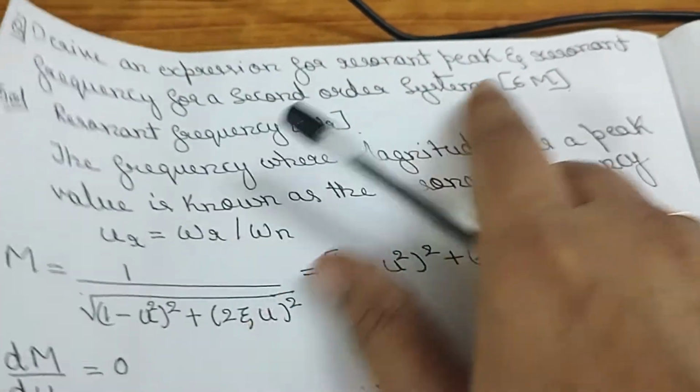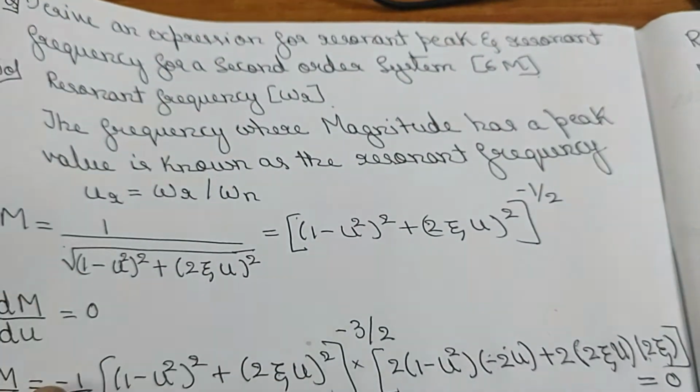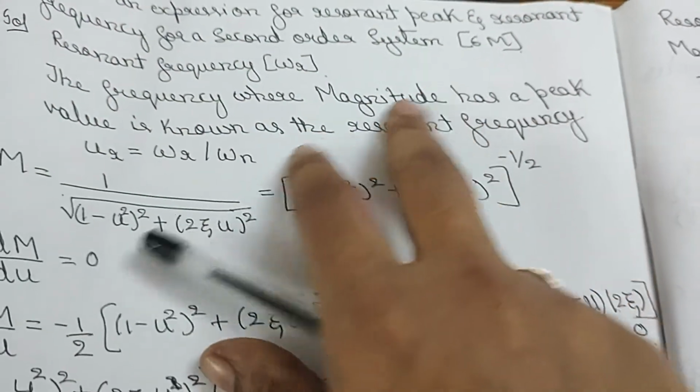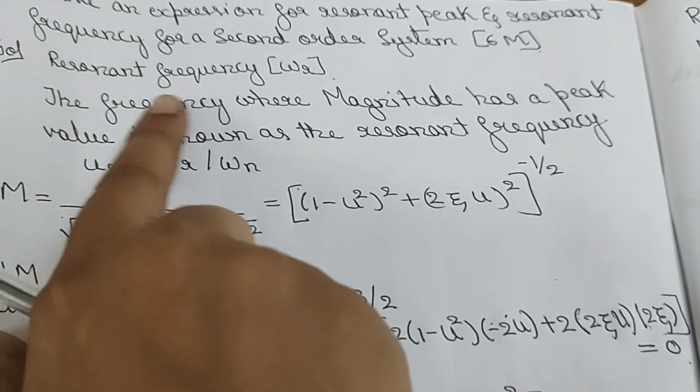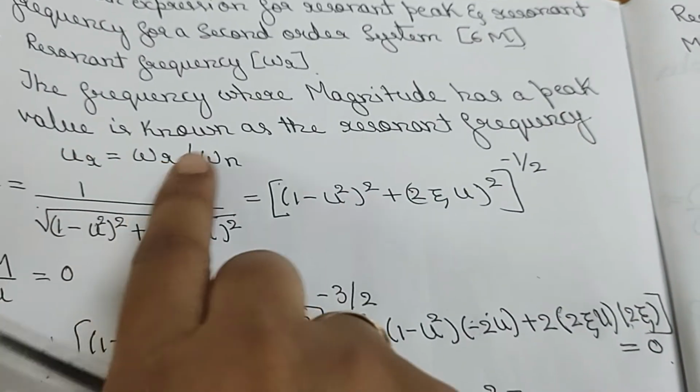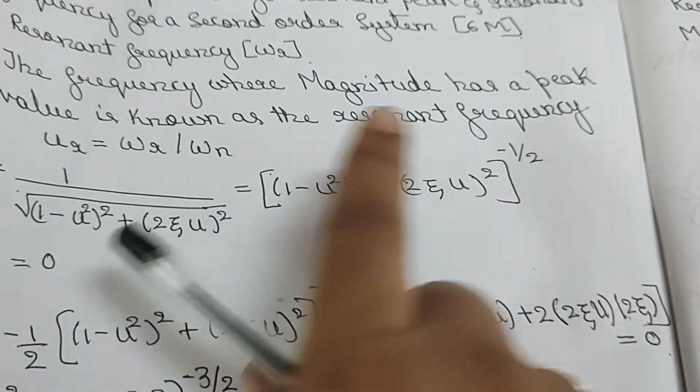Derive an expression for resonant peak and resonant frequency for a second order system. They have given it for 6 marks. First we shall discuss resonant frequency. The frequency where the magnitude has a peak value is known as the resonant frequency.